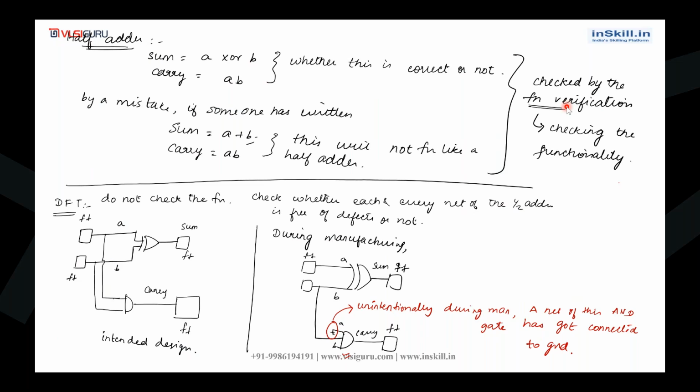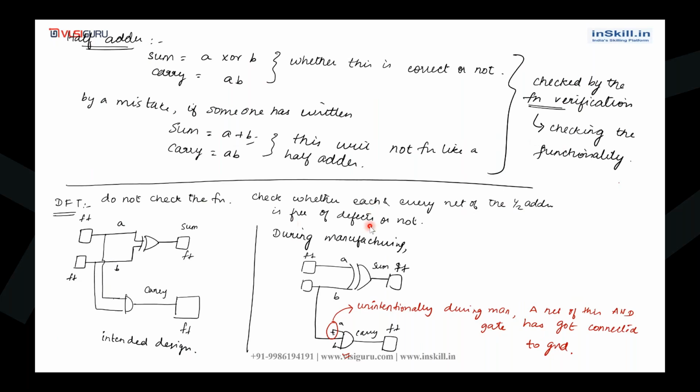So by mistake, if someone has written sum is equal to A plus B, carry is equal to AB, this will not function like a half adder. This is what will be checked by the functional verification team. They will be checking the functionality. Now the DFT team, we do not check the functionality. We check whether each and every net of the half adder is free of defects or not.